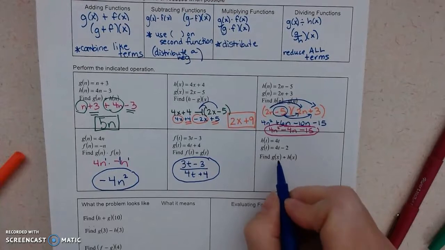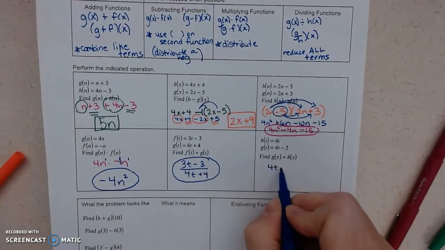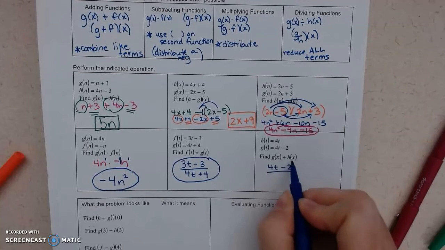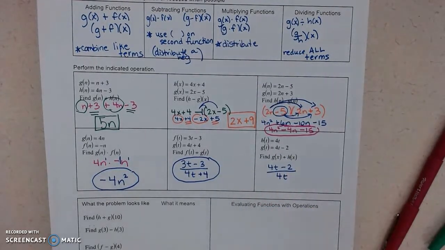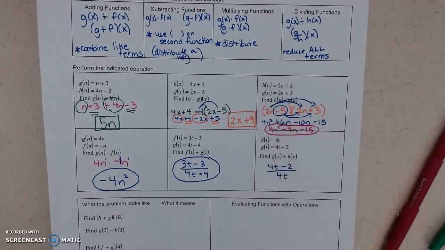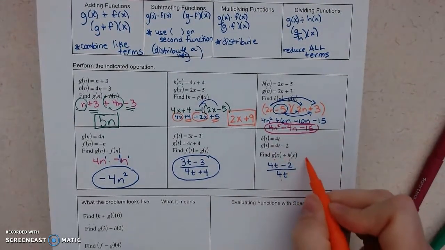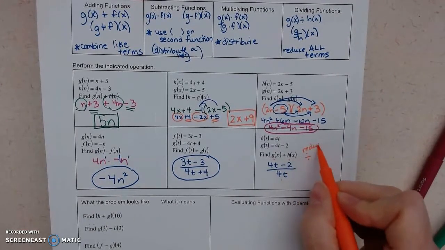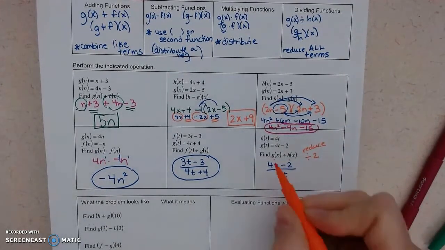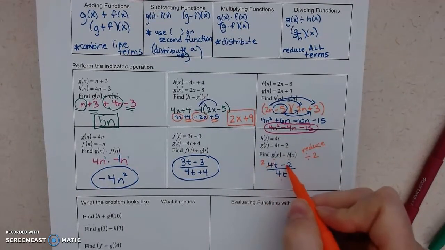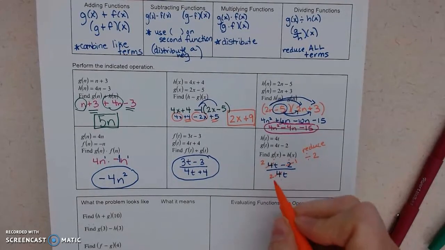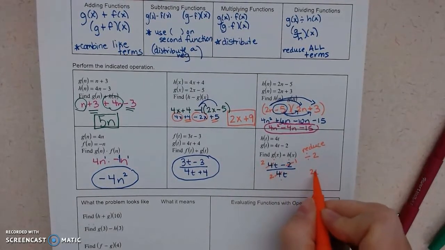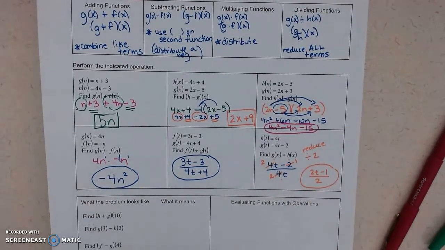Let's try our next one. We've got g divided by h. Okay, so I've got 1, 2, 3 terms. So I know all of those terms can reduce, which means to divide all terms by 2. So I divide this by 2, I divide this by 2, and this by 2. That's what I mean by all terms. So our final answer is going to be 2t minus 1 all over 2. And that's a great answer.